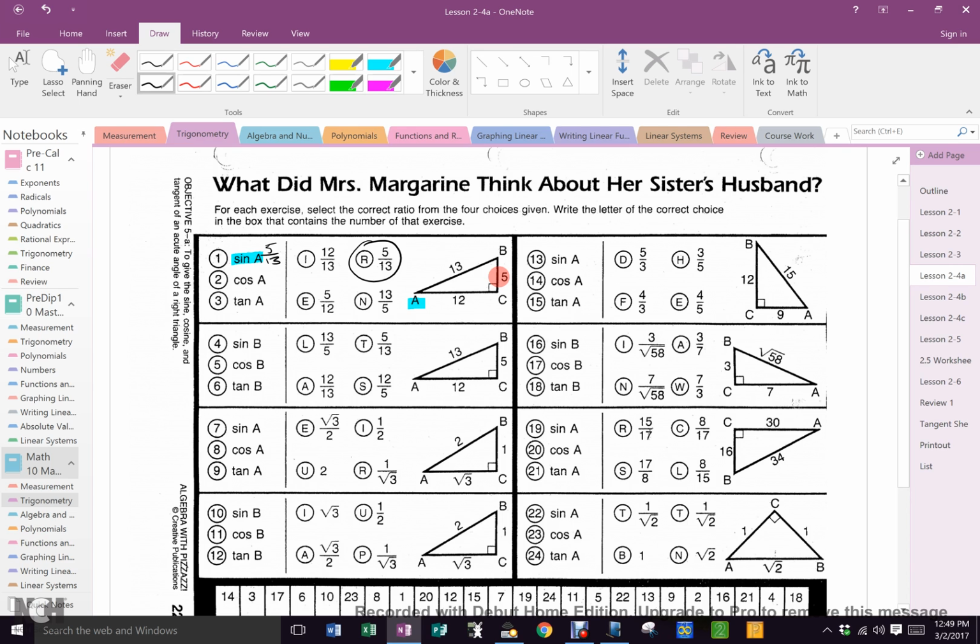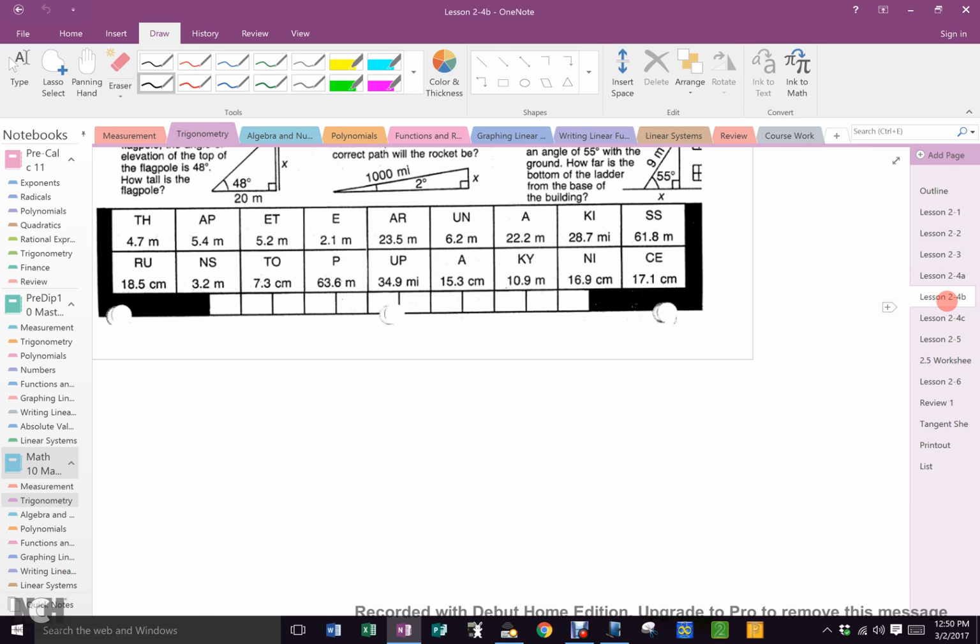Now, please notice what happens here. That's not a number we are used to seeing, is it? We are used to seeing a number there. But does that change the rules? Of course not. That is still adjacent to A. So even though it's a root 3, if I'm doing cos of A, that's going to be the numerator. Right? Okay. That's how you do the margarine page. Go to the next page.